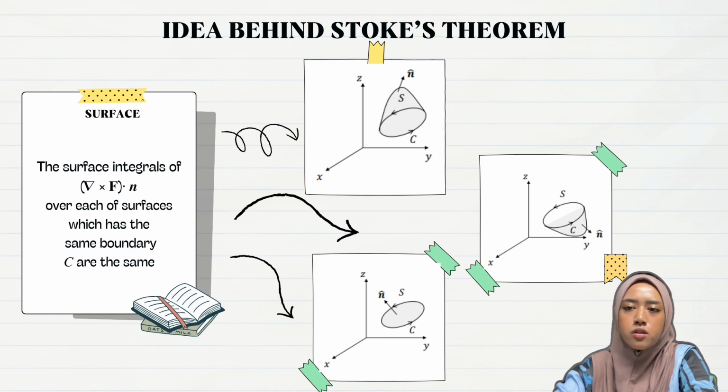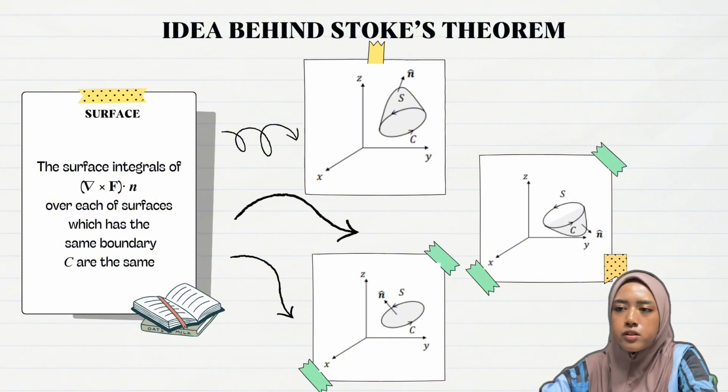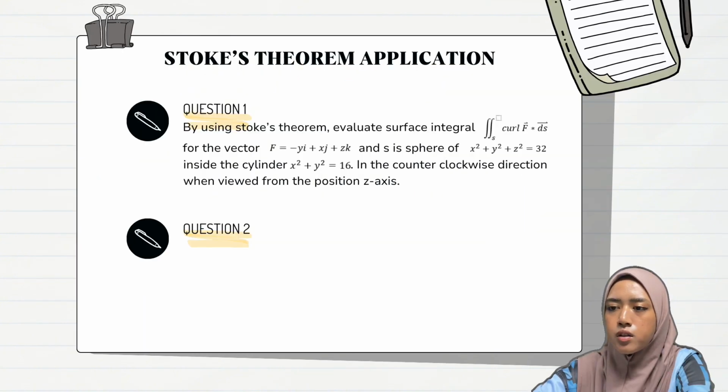Based on our convenience, one can compute one integral in terms of the other. Stokes' theorem is also used in evaluating the curl of a vector field. Stokes' theorem and the generalized form of this theorem are fundamental in determining the line integral of some particular curve and evaluating a bounded surface curl. The surface integral of del F dot n over each surface which has the same boundary C is the same.